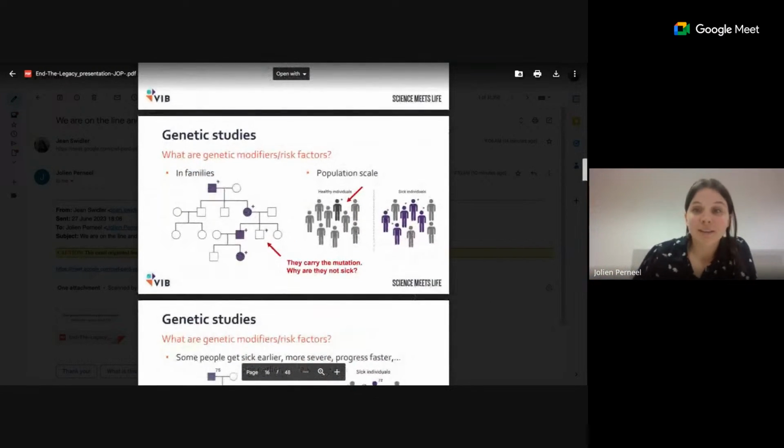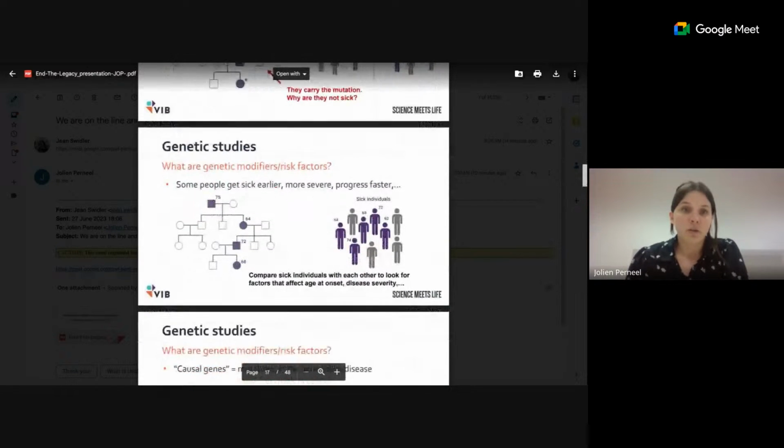To better understand the disease, we also look for genetic modifiers or risk factors. For example, here in these individuals depicted with the red arrow, you can see that they also carry the same mutation, but they are not sick. So we can also use genetic studies to look for factors that protect these individuals from disease, which we can then use to figure out why they are not sick.